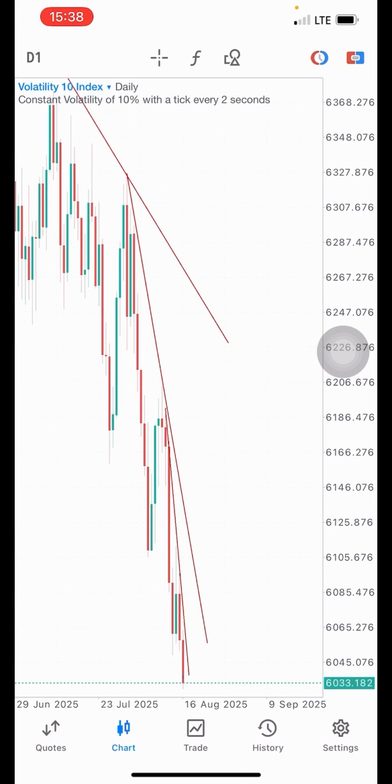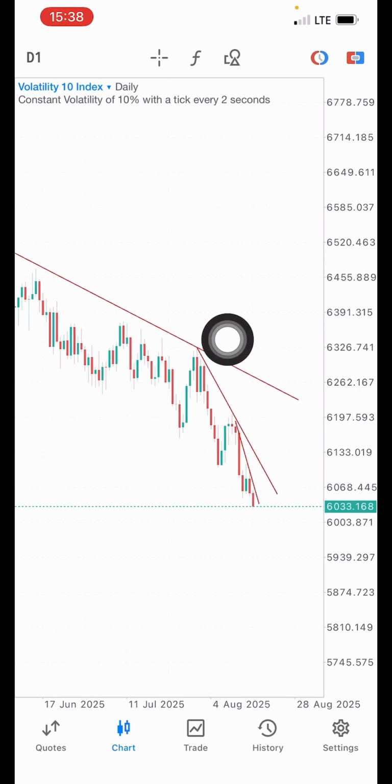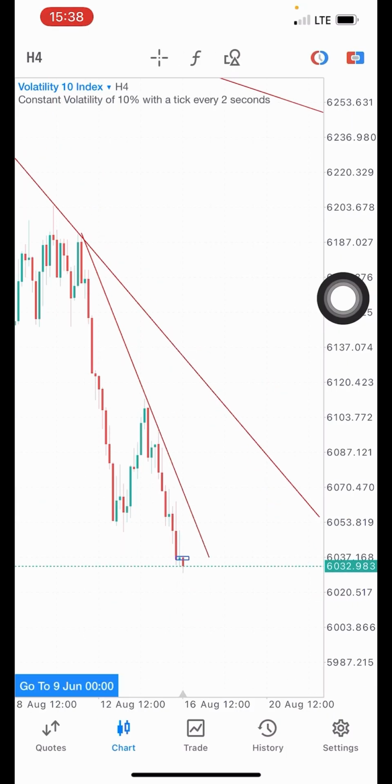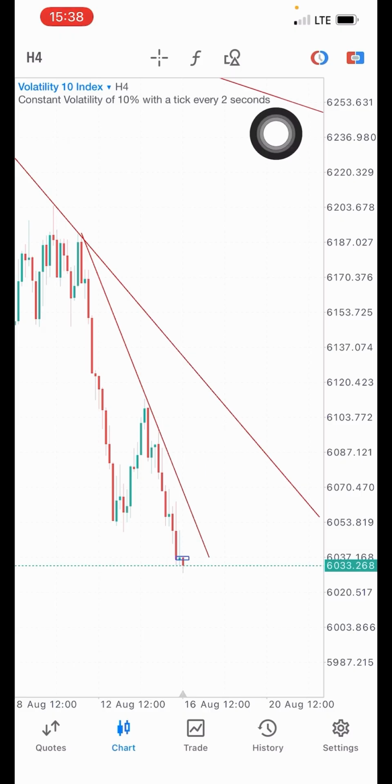Now on the daily, you can see that price here is heading down. This is our main trend line here. Now let's go back to the 4 hours time frame. On the 4 hours, you can see there is one trend line here, there's this one, and then there's this one. Currently price is heading down.